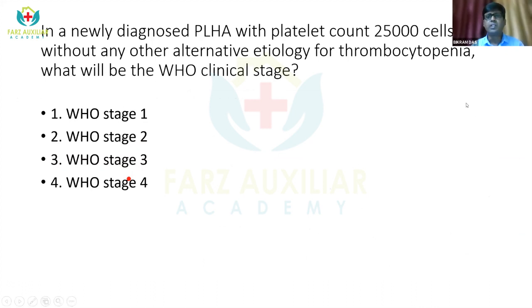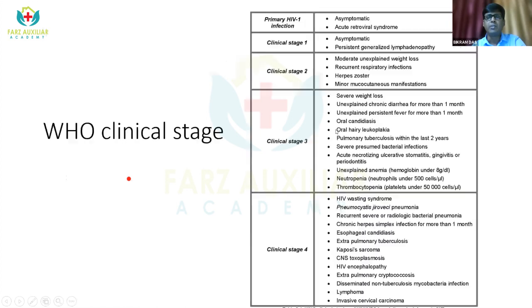So I'll ask this question to everybody. In a newly diagnosed PLHIV with a platelet count of 25,000 without any other alternative etiology for thrombocytopenia, what will be the WHO staging? WHO stage 1, WHO stage 2, WHO stage 3 or 4? Please answer in the chat box.